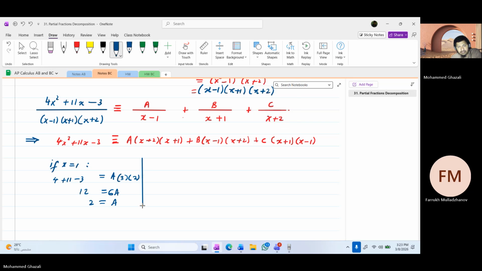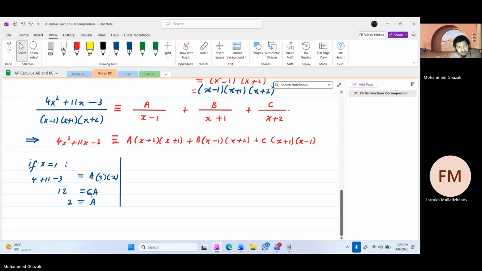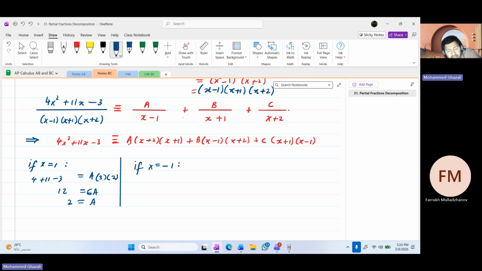Next, how can I go and solve for B and C? How can I solve for B? To solve for B, I need to choose x value as negative 1. You need to choose the values in the denominator from here, so it can fall out here. So if x is equal to negative 1, then A falls out and C falls out. You're solving for B.